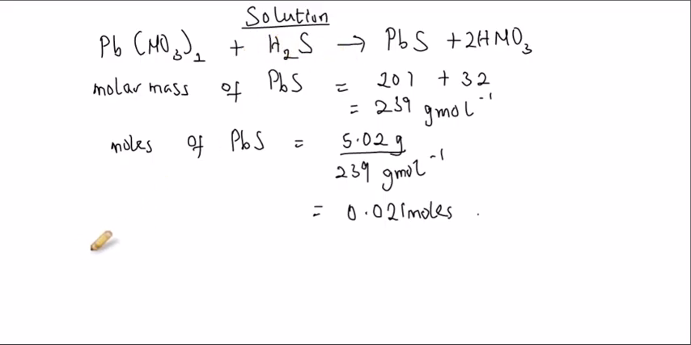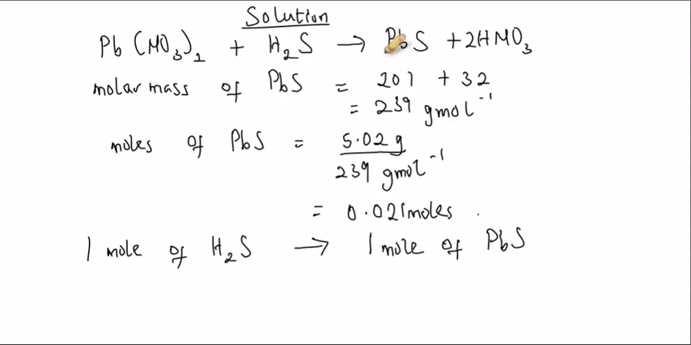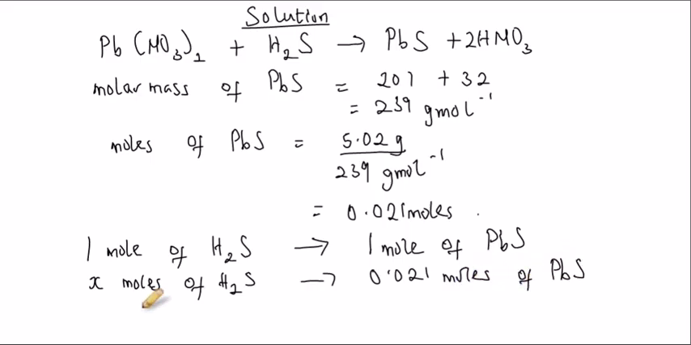From the equation above, you can say 1 mole of hydrogen sulphide will yield 1 mole of lead sulphide. The number of moles is gotten from the coefficient of the compound. So if we have 0.021 moles of lead sulphide, how many moles of hydrogen sulphide will be needed? Here we'll represent that with X. I'll say X moles of hydrogen sulphide will yield 0.021 moles of lead sulphide. From here, I'll make X the subject. X equals 1 multiplied by 0.021 divided by 1, which is equivalent to 0.021 moles.